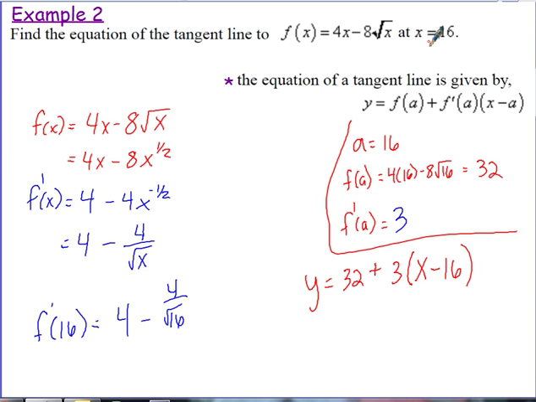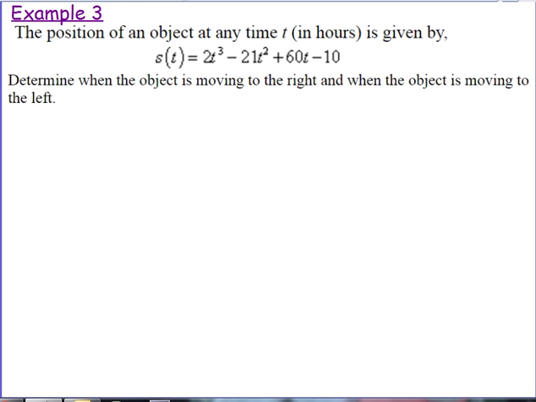A, yeah, it's the x. This is my x. So a is just whatever x they give you. Okay? All right, last one. Let's talk physics.